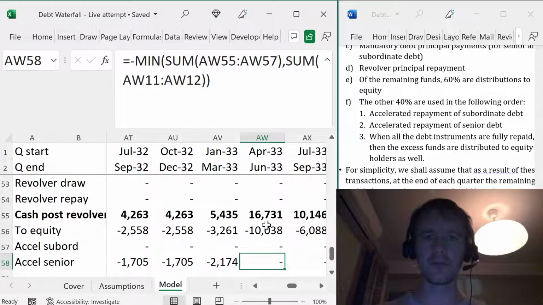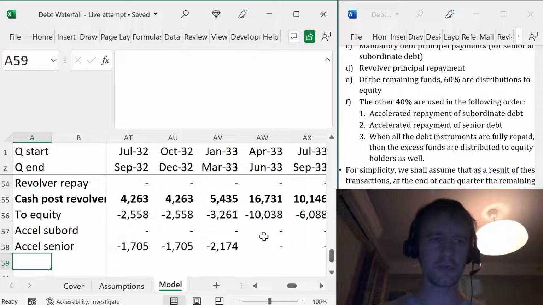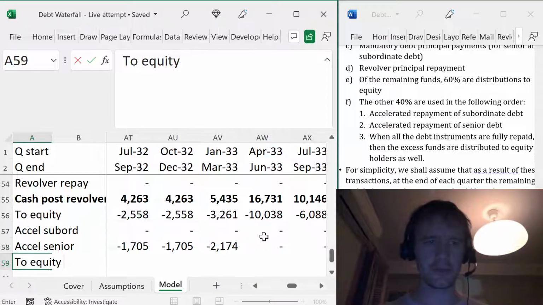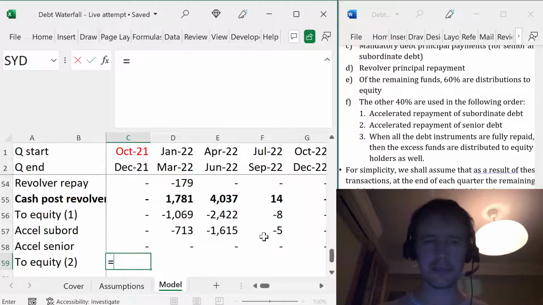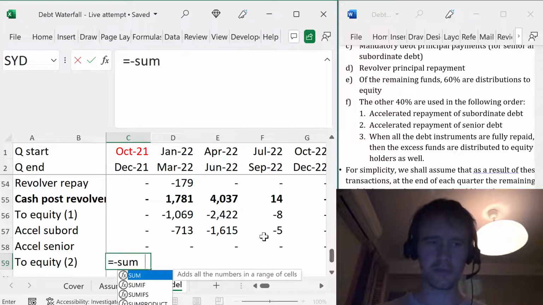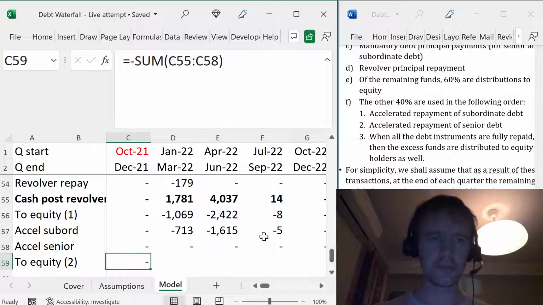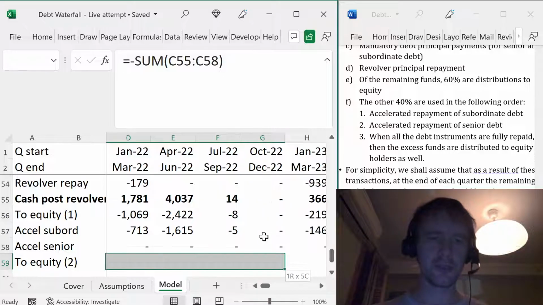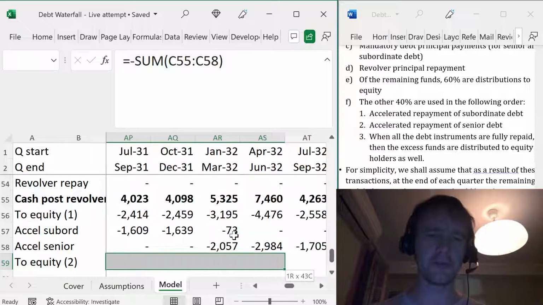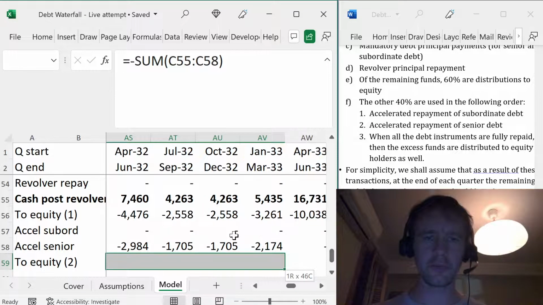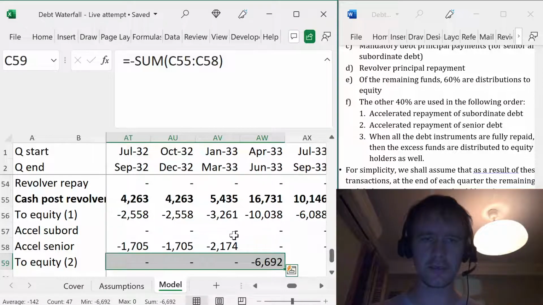And then last thing in the waterfall is when all debt instruments are fully repaid, excess funds are distributed to equity holders as well. So we'll just call this to equity 2, and we'll call this to equity 1 to avoid confusion. And that's just going to be equals minus sum of all this. So just whatever's left, which again, there should be nothing left for the senior line until we're completely done with the subordinate line. There should be nothing left for the extra equity line until we're completely done with repaying the senior debt. And that is indeed what happens.